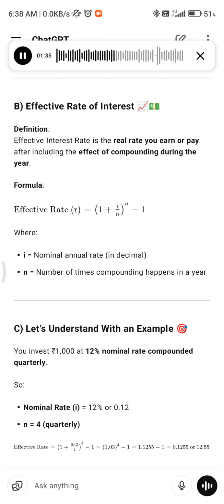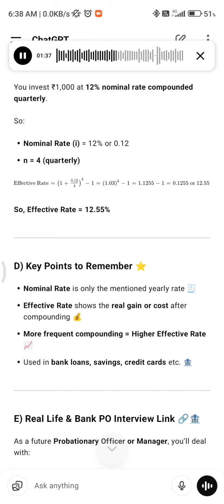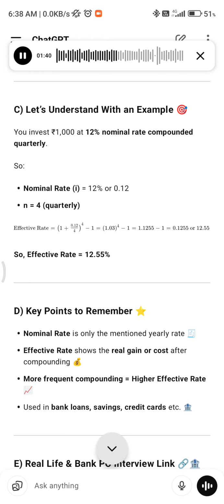C. Let's understand with an example. You invest $1,000 at 12% nominal rate compounded quarterly. So nominal rate i equals 12% or 0.12, n equals 4 quarterly. Effective rate equals (1 + 0.12/4)^4 minus 1, which is (1.03)^4 minus 1 equals 1.1255 minus 1 equals 0.1255. So effective rate is 12.55%.